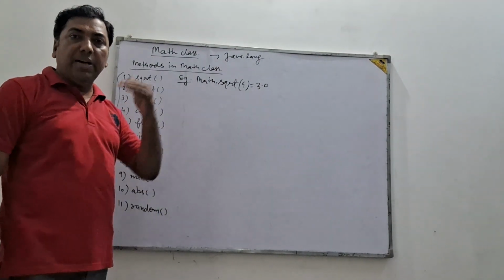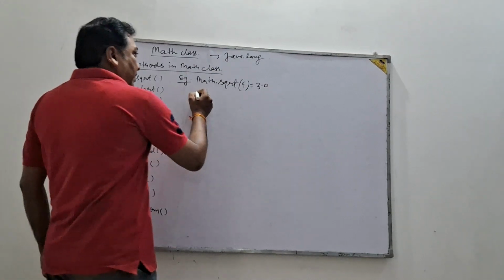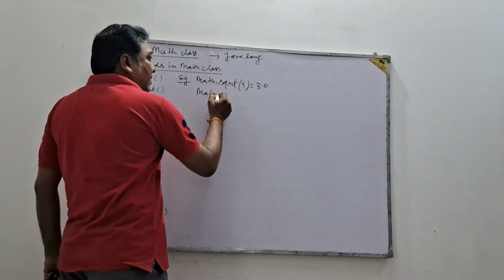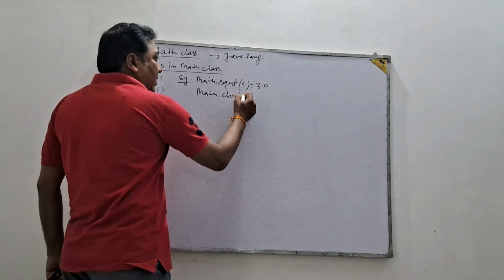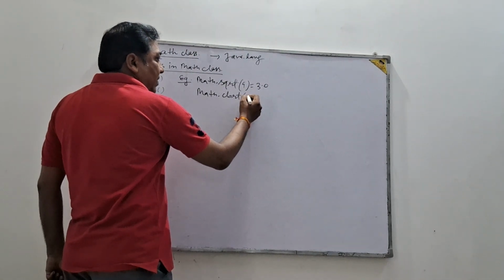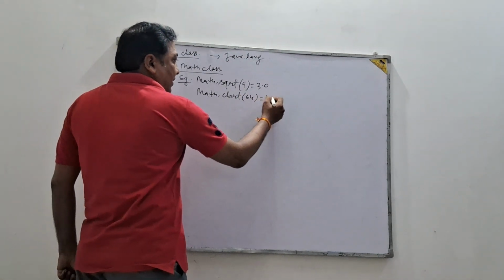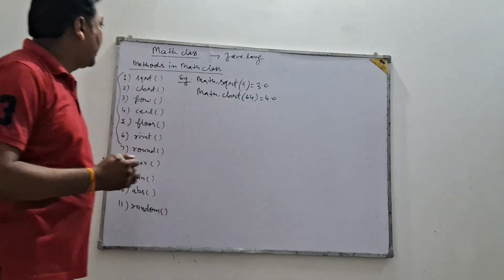The cbrt function is used to find the cube root of a number. The return type of the cbrt function is also double. Suppose Math.cbrt(64), the answer is 4.0.